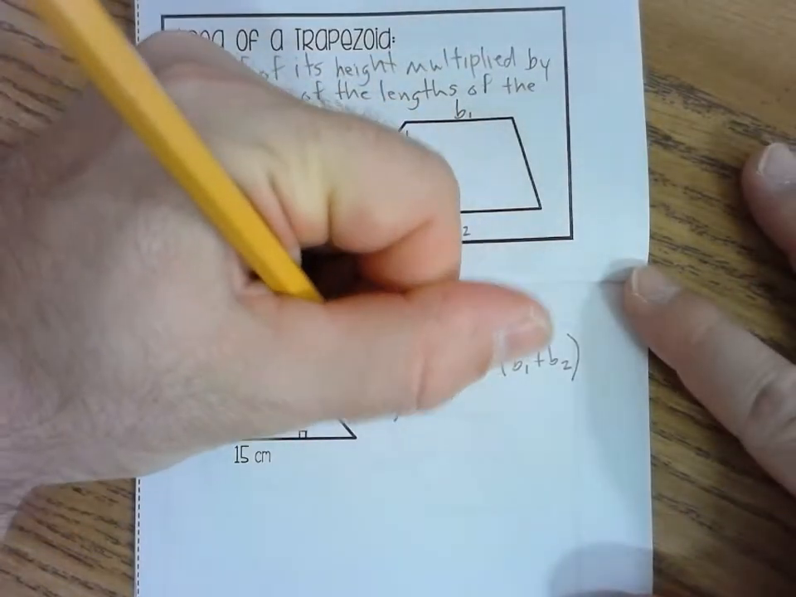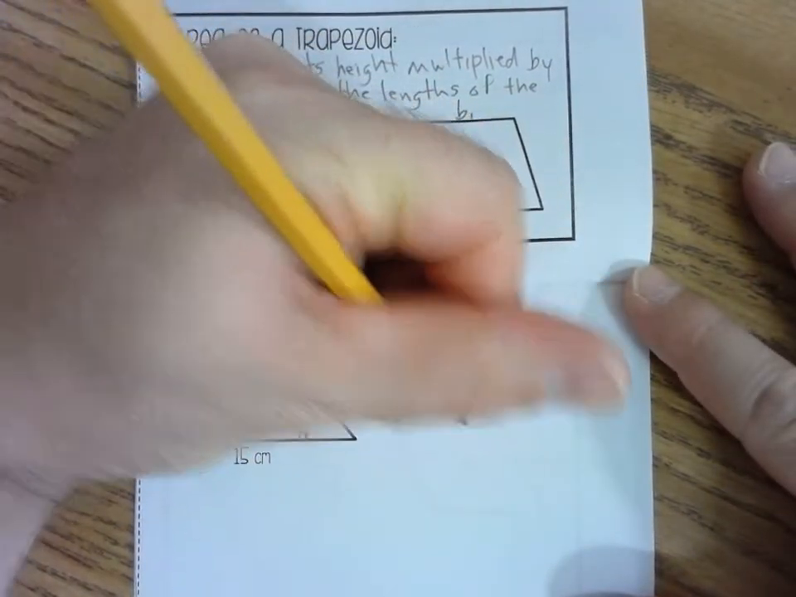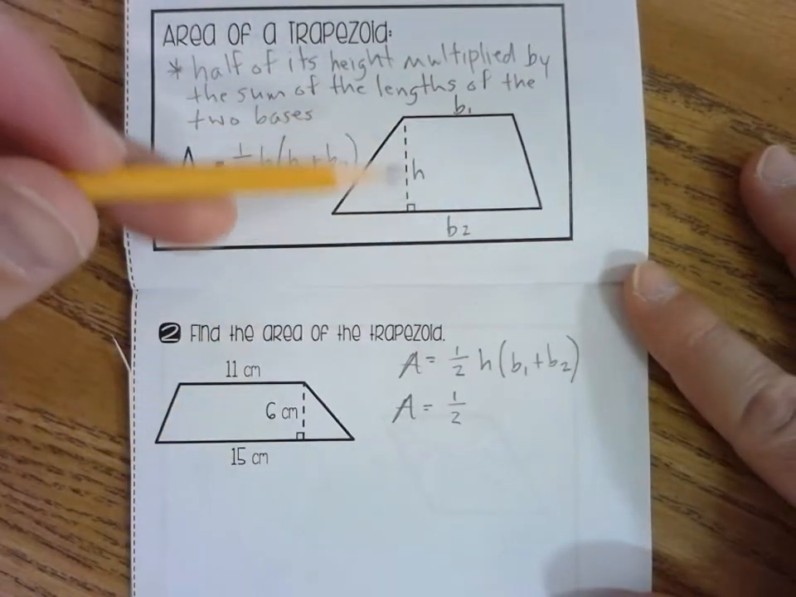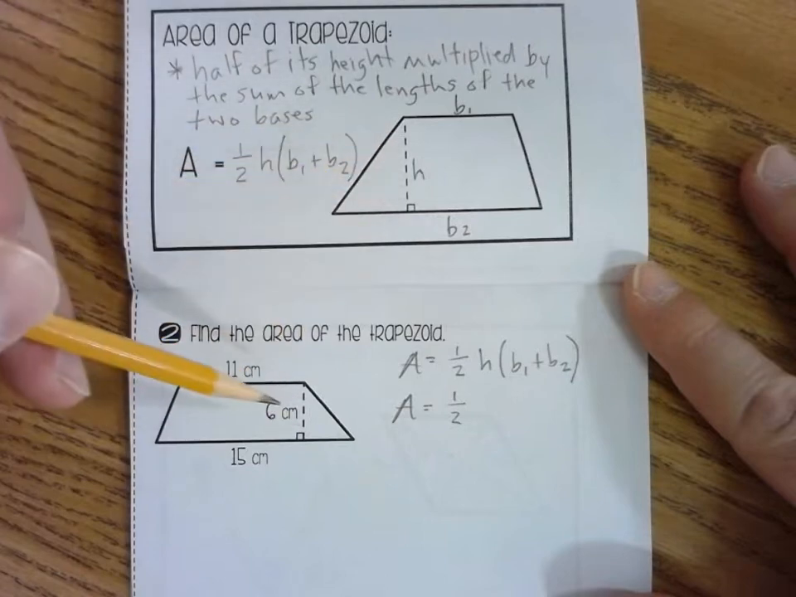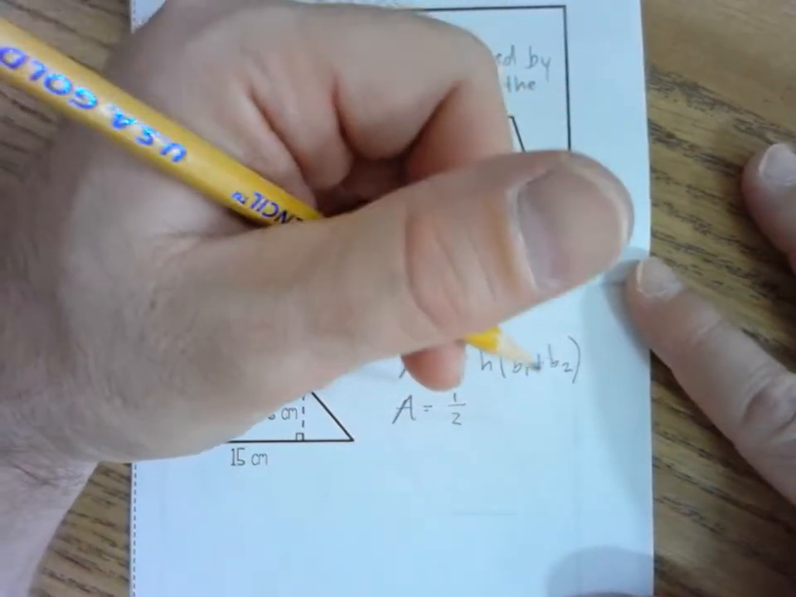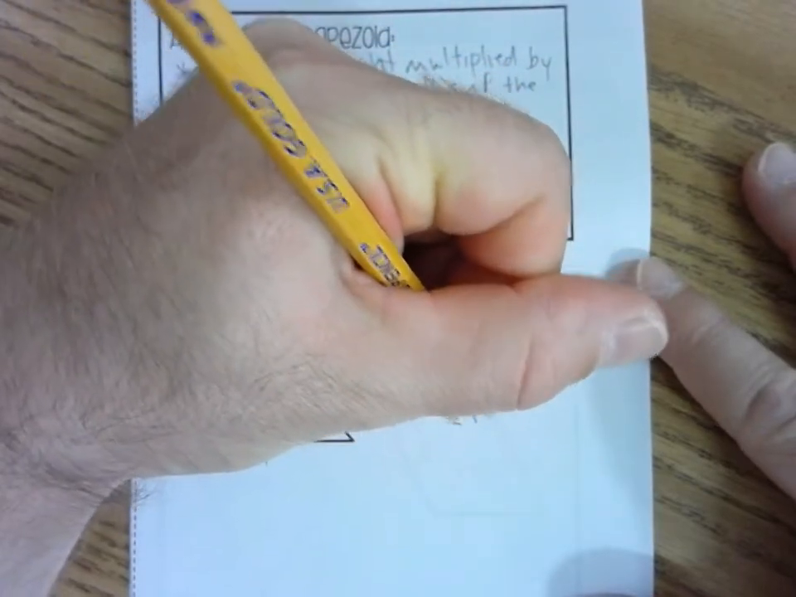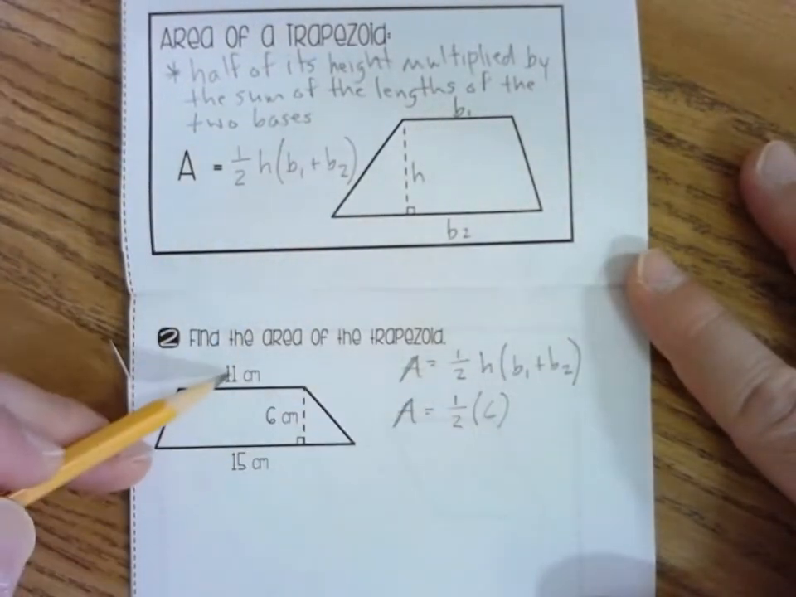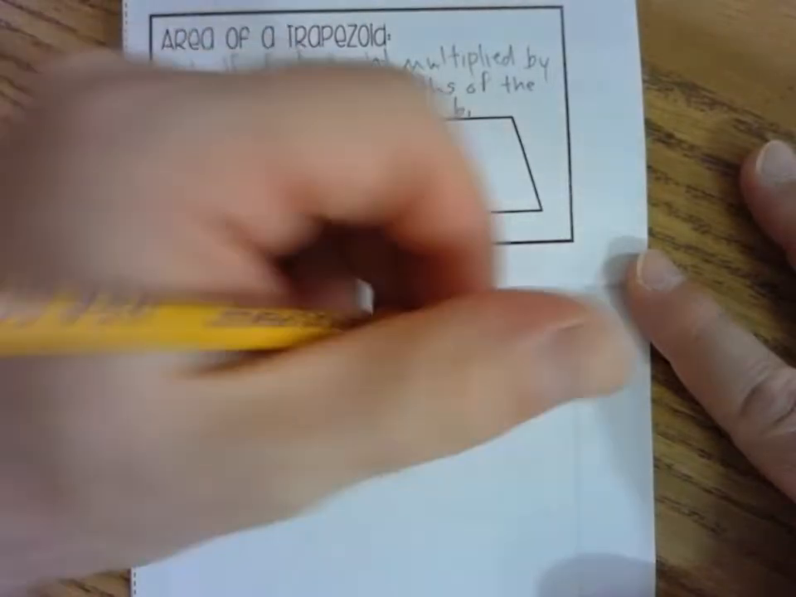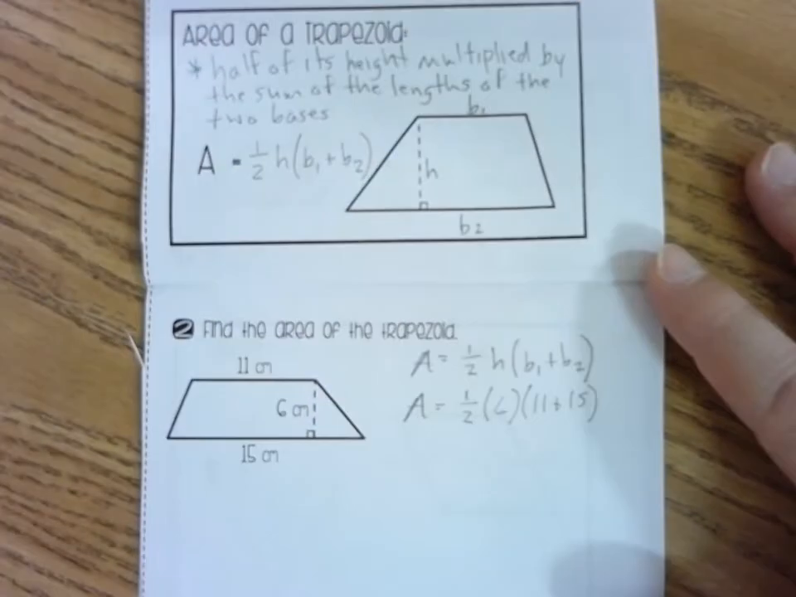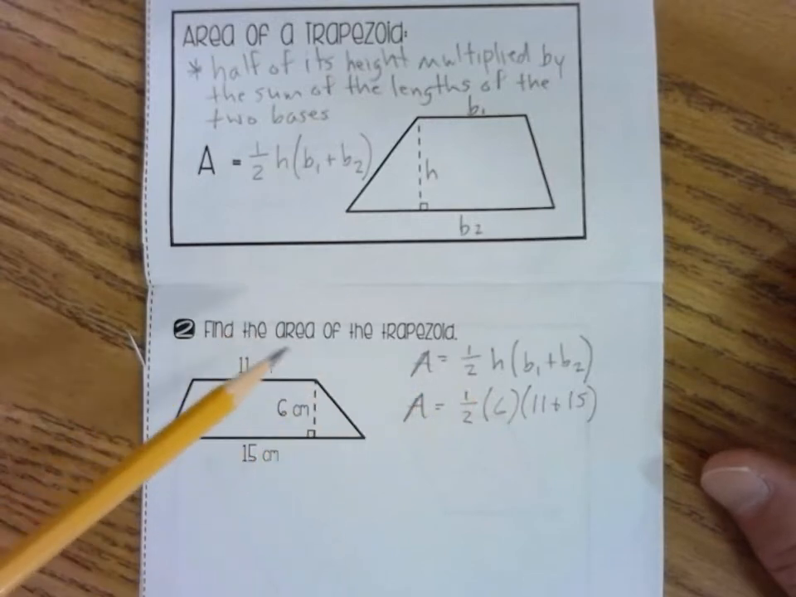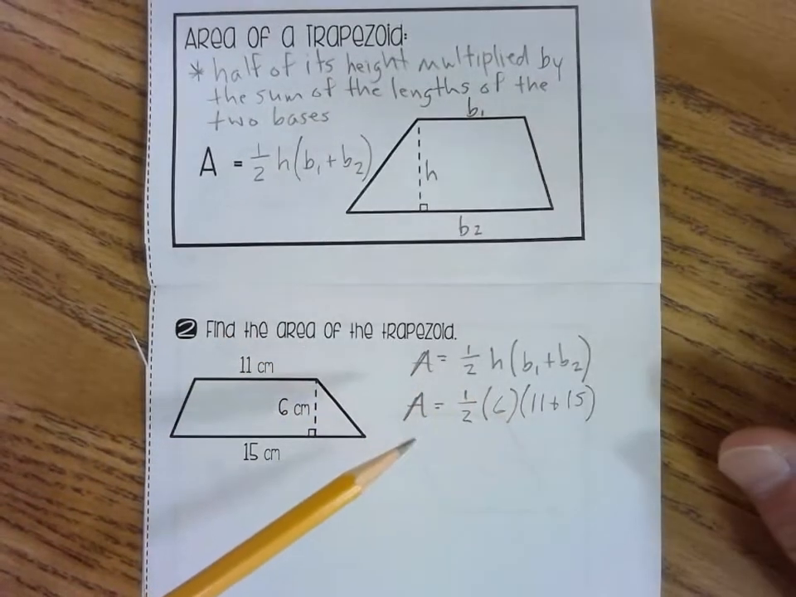Alright, so you should have put area is equal to, the 1/2 part you just write down because that's given. Now you look over here, what is my height? The height is the part right here, that's the dotted line. So my height is 6 centimeters. So I'll put it in parentheses, 6. Now base 1 is 11, and base 2 is 15. So I have 11 plus 15. So now you have all the numbers filled in. You don't know the area. That's what they're asking you for in the question. So now you just have to go and solve it.